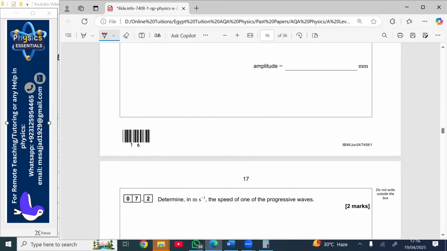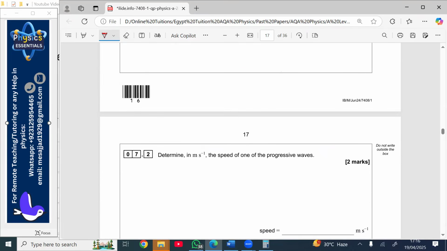Now I will write v equals f lambda, and f is given as 625 Hertz. Lambda is 0.7 meters. v is 625 times 0.7, which equals 440 meters per second.